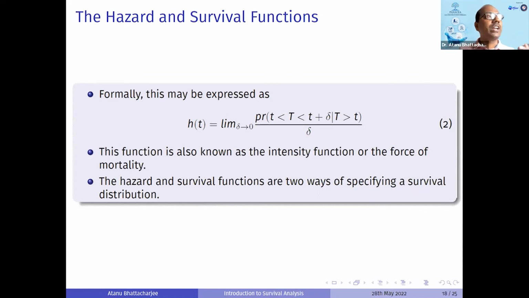So once we are talking about the Cox-PH function, Cox-PH is nothing but the application of the proportional hazards function. So then we are talking about the hazard functions. While you are talking about the Kaplan-Meier functions, then you talk about the survival functions. So both of them are used in the same place, but their interpretation will be different. This function is also known as the intensity function or the force of mortality. The hazard and survival function are the two ways of specifying the survival distributions.